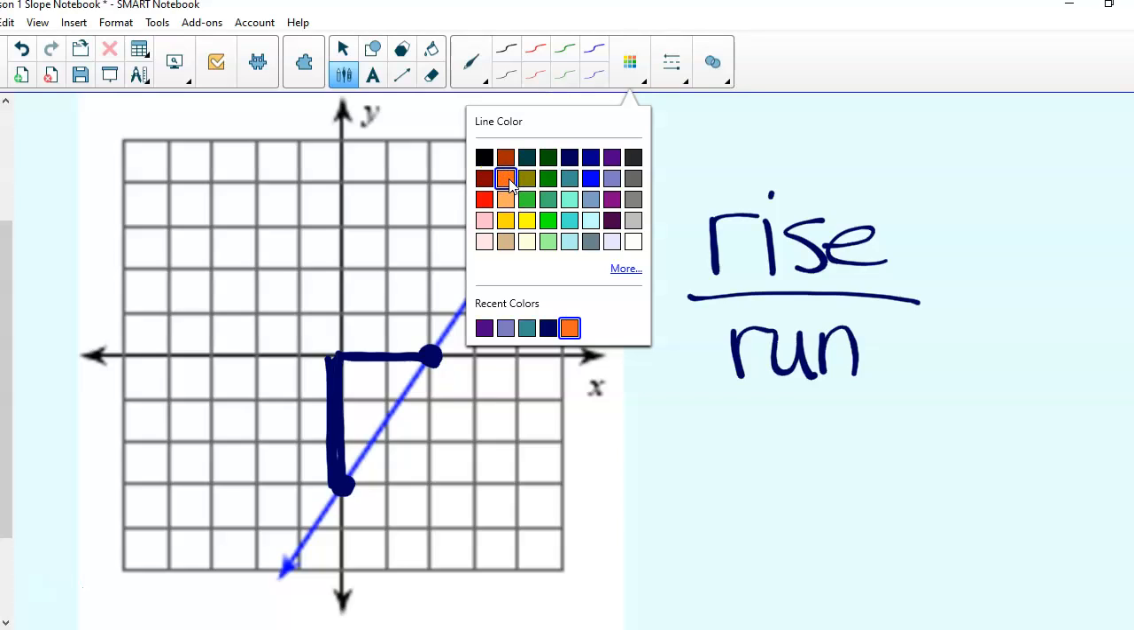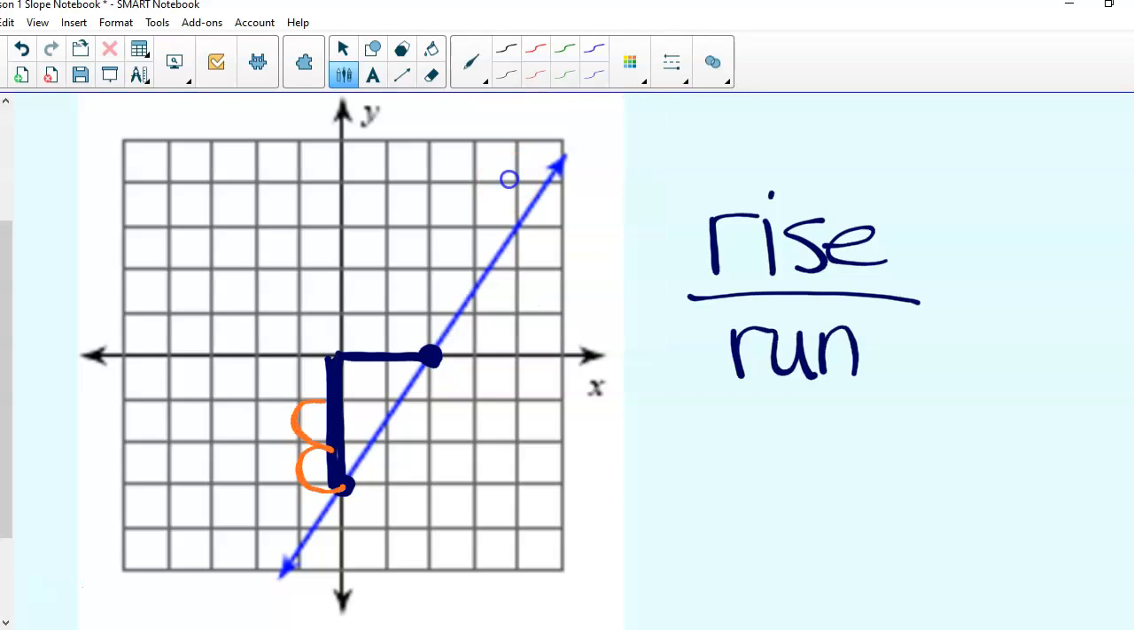So from here, I'm going to count how many I rise up. 1, 2, 3. So the rise was 3. And my run is 1, 2. So I have a slope of 3 halves.